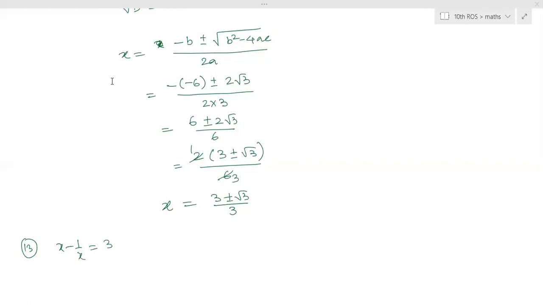Ma'am, is it equals to 3 plus root 5 by 2 or 3 minus root 5 by 2? No. No. Ma'am, I'm getting the first part, x square minus 1 minus 3x is 0. So value of a is 1. Is it? Yes, right. Okay.